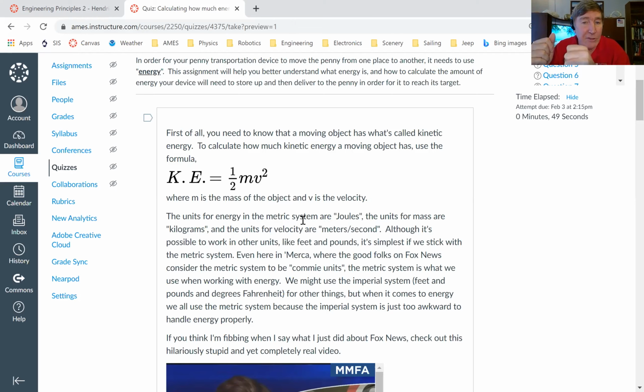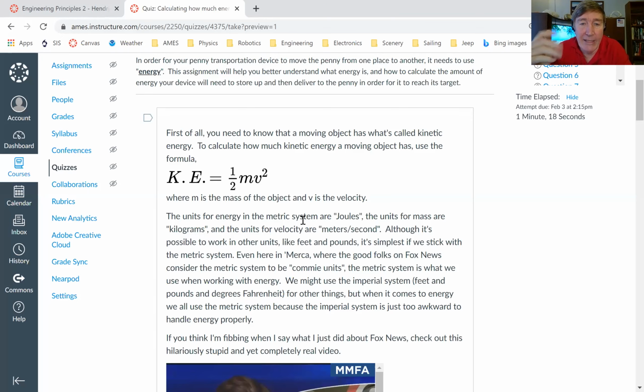The faster it's moving, the more work it can do. And when scientists experiment with this, they find out that if you double the velocity, it increases the amount of work you can do by a factor of 4. It doesn't double the amount of work you can do, it increases it by 4. If you triple the velocity, that increases the amount of work that you can do by a factor of 9. All right, so the equation for the energy of a moving object is 1/2 mv squared.